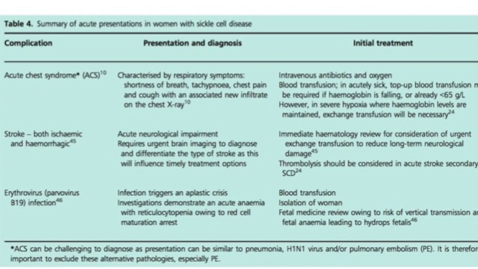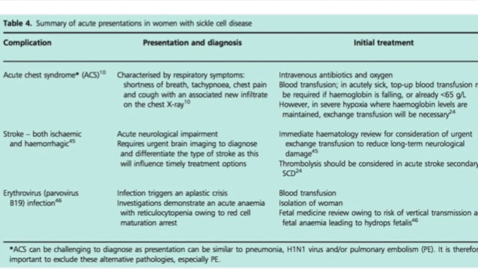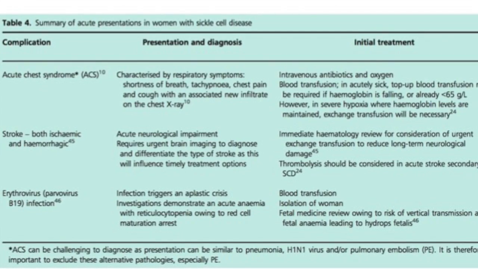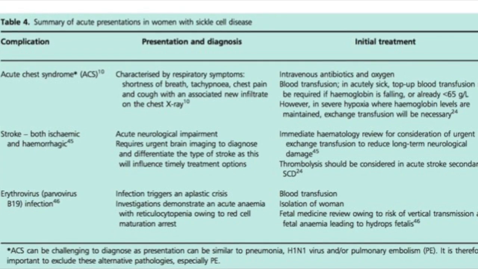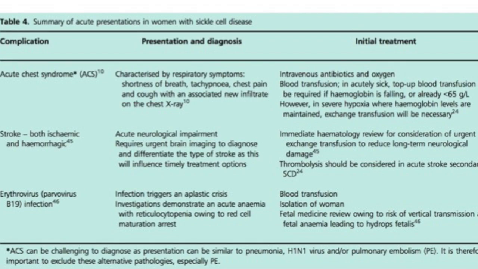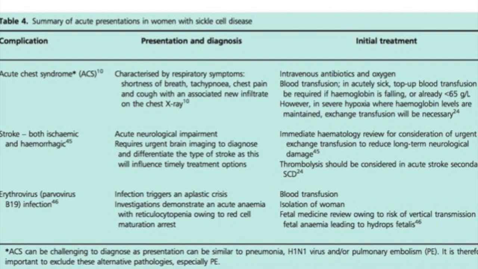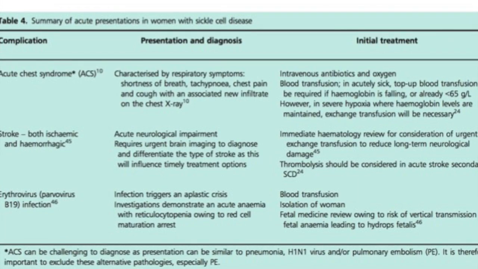The next complication is erythrovirus infection, which is parvovirus B19. Infection triggers an aplastic crisis. Investigations demonstrate an acute anemia with reticulocytopenia owing to red cell maturation arrest. Treatment is blood transfusion, isolation of women, fetal medicine review owing to risk of vertical transmission, and fetal anemia leading to hydrops fetalis.